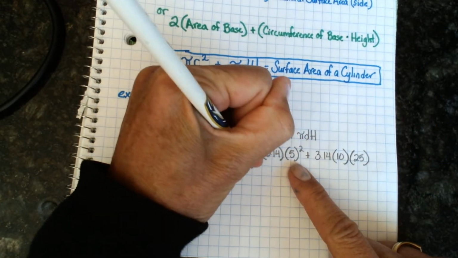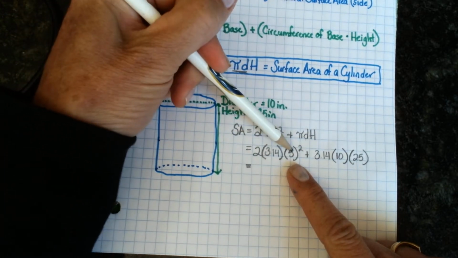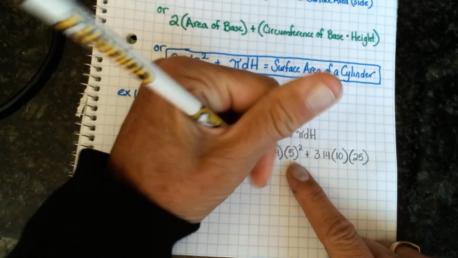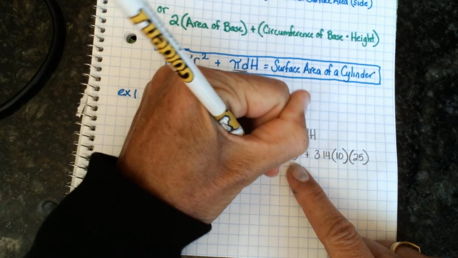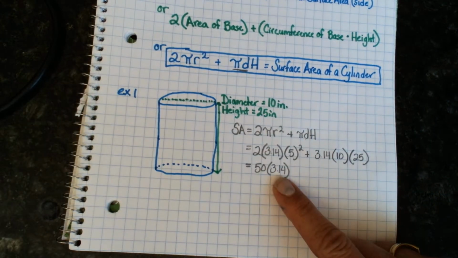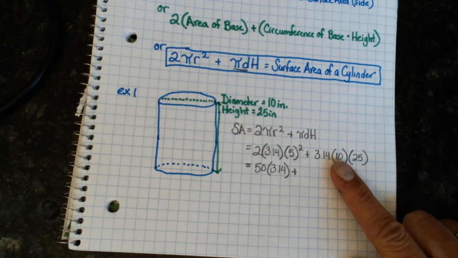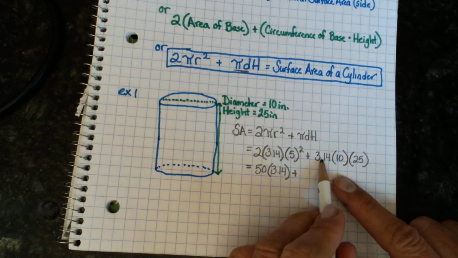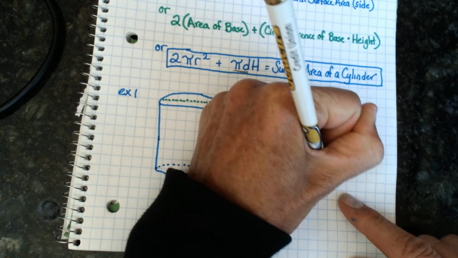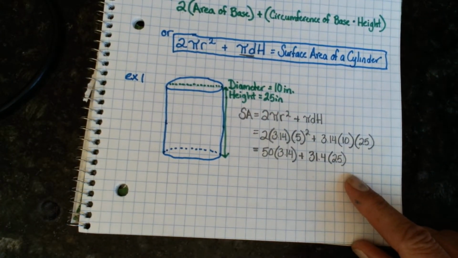Okay, so let's simplify here. I know 5 squared is 25, and 25 times 2 is 50. So I could do that part in my head without my calculator. And then I'm going to have to multiply 50 times 3.14. Now over here on this other side, if I multiply 3.14 times 10, that would give me 31.4. And I still need to multiply that part times 25.